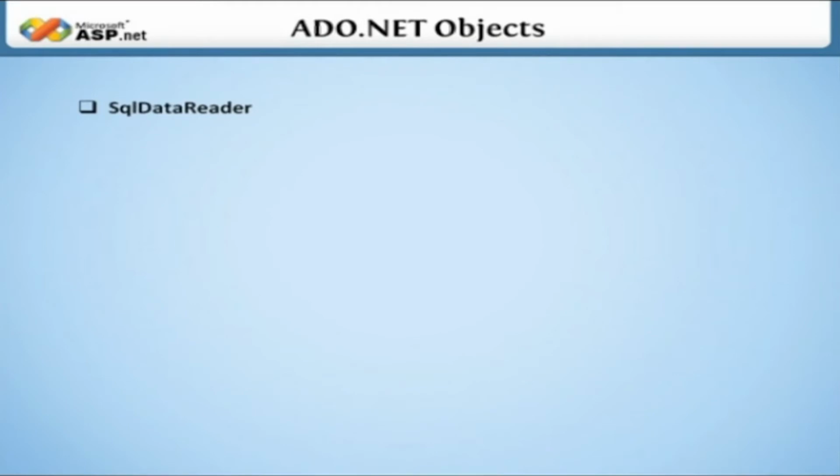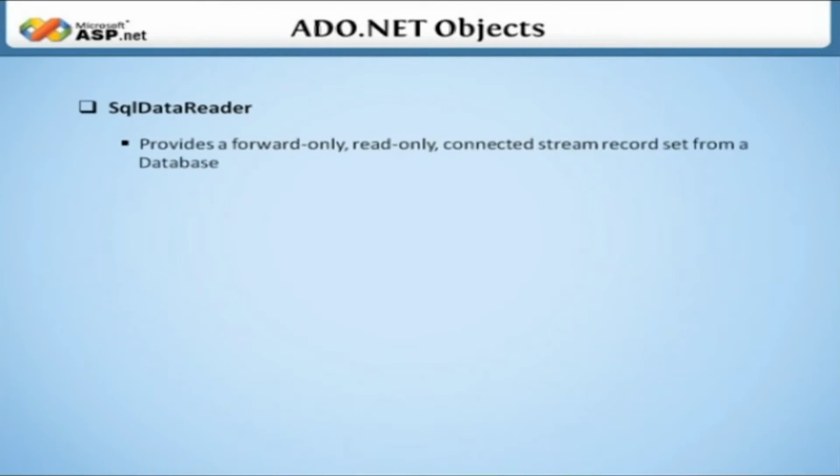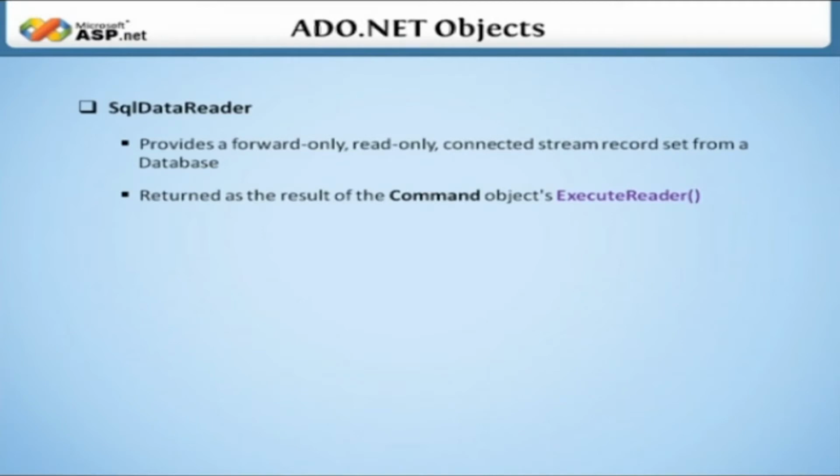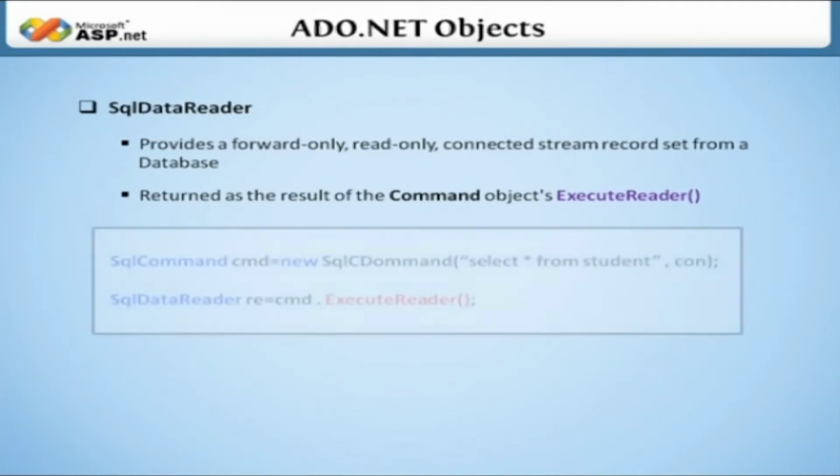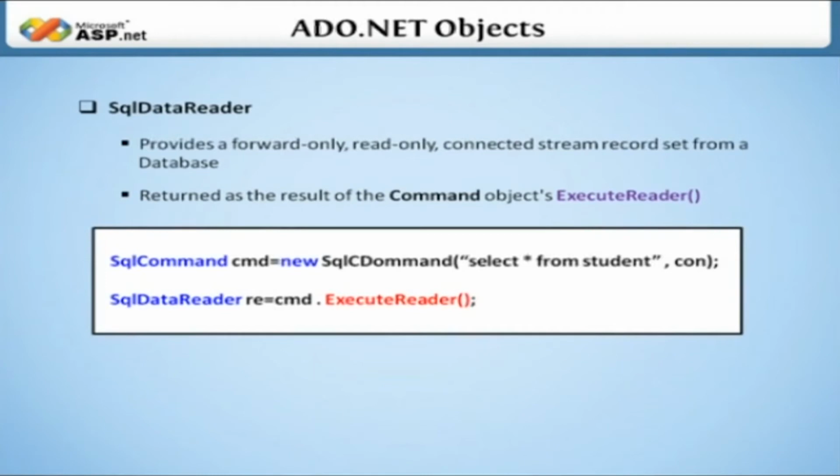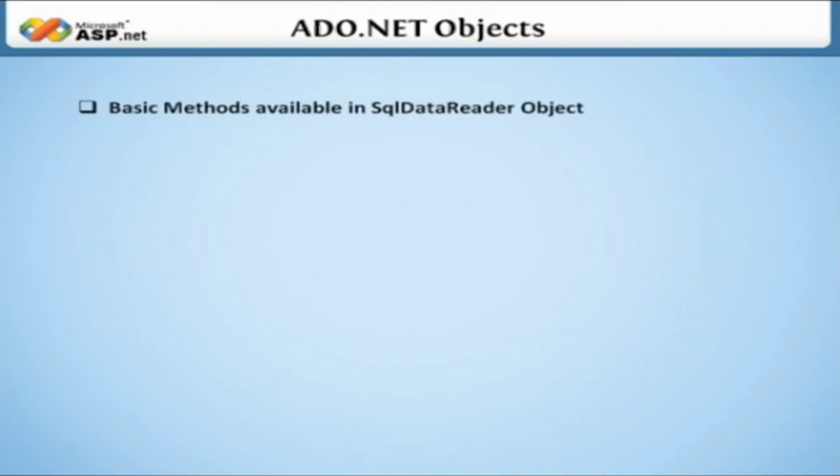SQLDataReader. The DataReader object provides a forward-only, read-only connected stream recordset from a database. The DataReader is returned as the result of the command object's ExecuteReader method. Code for SQLDataReader is given below. To create a SQLDataReader instance object, you need to call the ExecuteReader method of the SQLCommand class, rather than directly using a constructor.